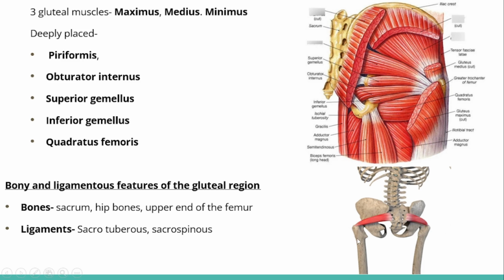The bones included in this region are the hip bone, sacrum, and the upper end of the femur. The main ligaments included in this region are the sacrotuberous ligament and the sacrospinous ligament.